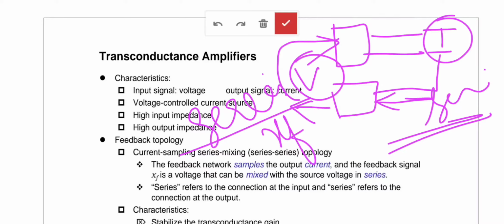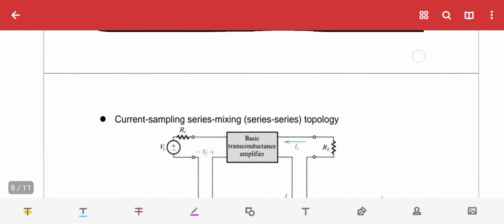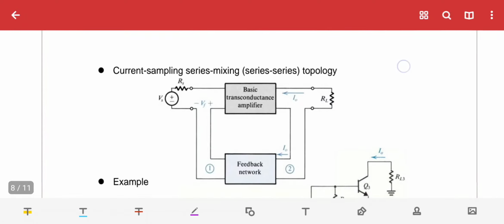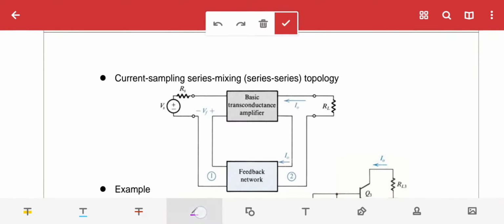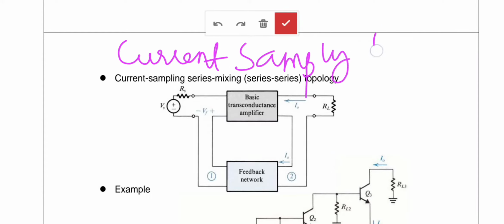What are the characteristics? It stabilizes transconductance gain, it increases input impedance, it increases output impedance. Now we will see the structure. If you understood the basic things, it is easy to draw the structure. So it is current sampling series mixing.